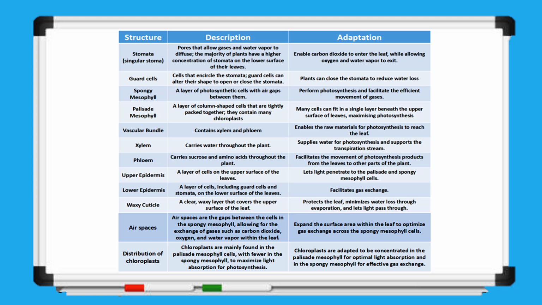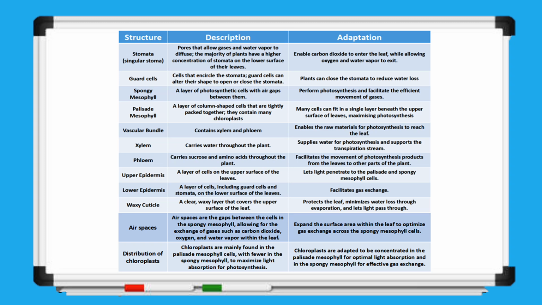These are loosely packed cells with air spaces between them. This structure isn't random, it's designed to let gases move around freely inside the leaf. These cells also play a role in photosynthesis. Above that, we have the palisade mesophyll. These are tall, tightly packed cells just below the upper surface, filled with chloroplasts. Because of their position and shape, they absorb maximum sunlight, making them the main site for photosynthesis.